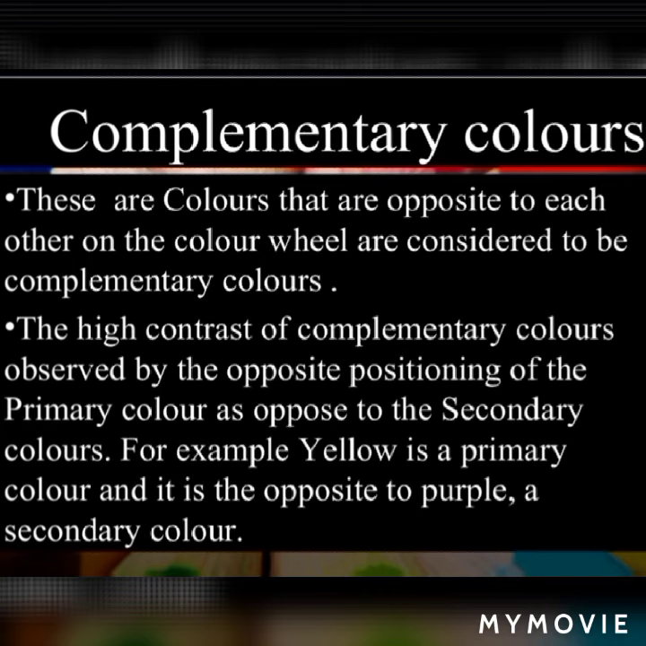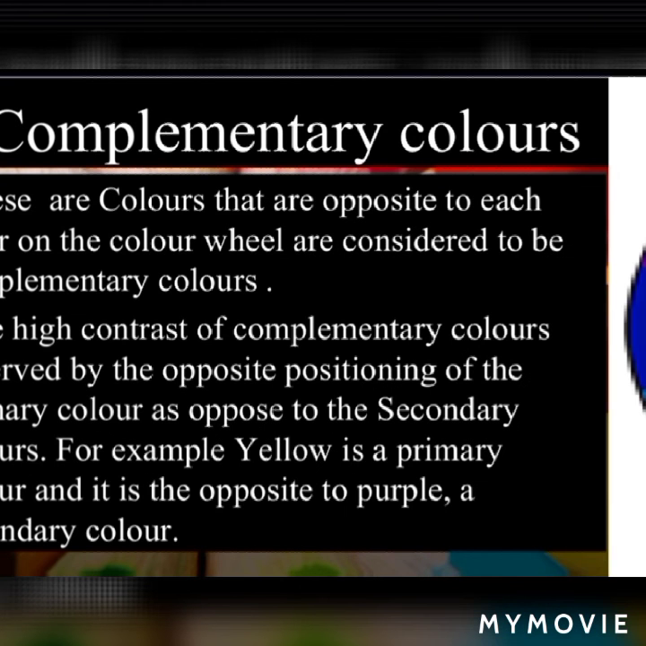Now, after completing the color wheel, we have different color schemes. So we will first study the complementary color scheme. These are the colors that are opposite to each other on the color wheel, which are considered complementary colors. The high contrast of complementary colors is observed by the opposite positioning of the primary colors as opposed to the secondary colors. For example, yellow is a primary color and it is opposite to purple, a secondary color.